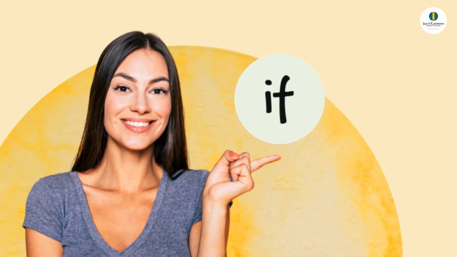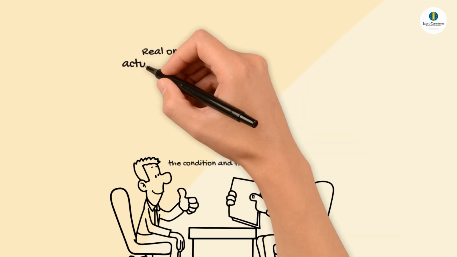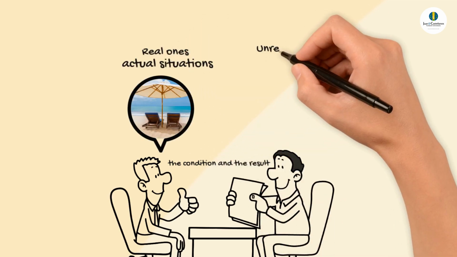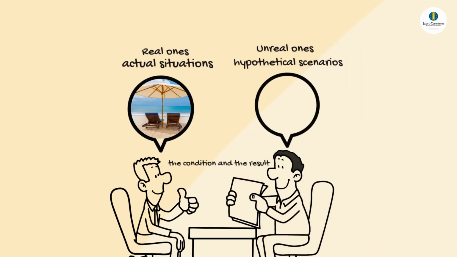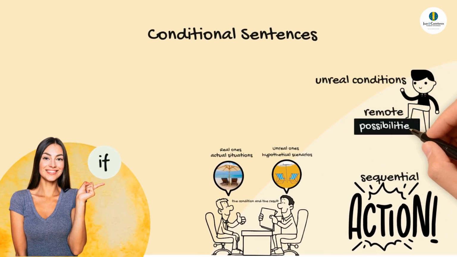Conditionals have two sentence clauses, with if introducing the condition and the result. Real ones show actual situations, while unreal ones depict hypothetical scenarios. Real conditions require sequential actions, unreal conditions describe remote possibilities.